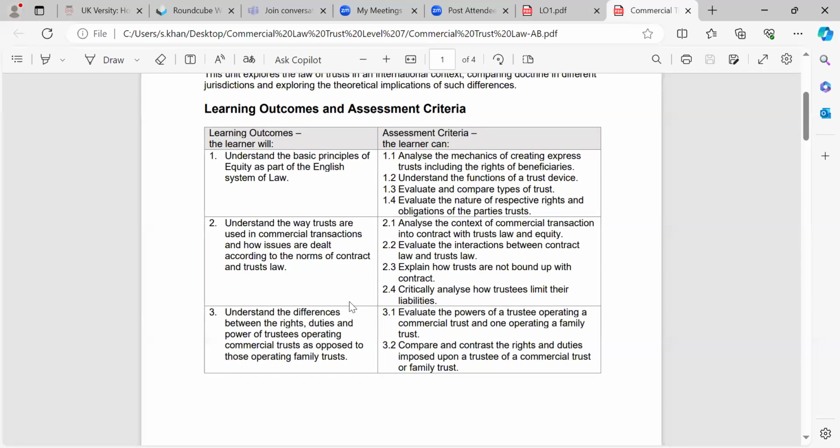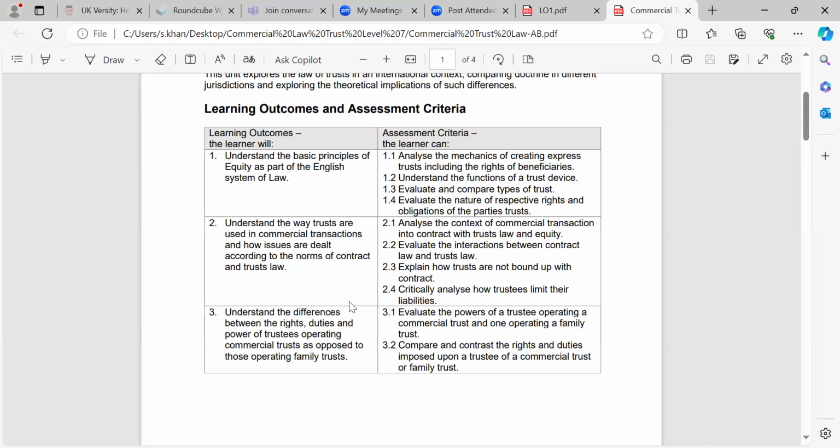So just quickly going through the learning outcomes. Learning outcome 1, we'll be looking at understanding the basic principles of equity as part of the English system of law. And we'll be looking at 1.1, which is to analyse the mechanics of creating express trusts, including the rights of beneficiaries. At 1.2, we'll be looking at understanding the functions of a trust device. 1.3, we'll be evaluating and comparing trusts of different types. And 1.4, we'll be evaluating the nature and respective rights and obligations of parties to a trust.